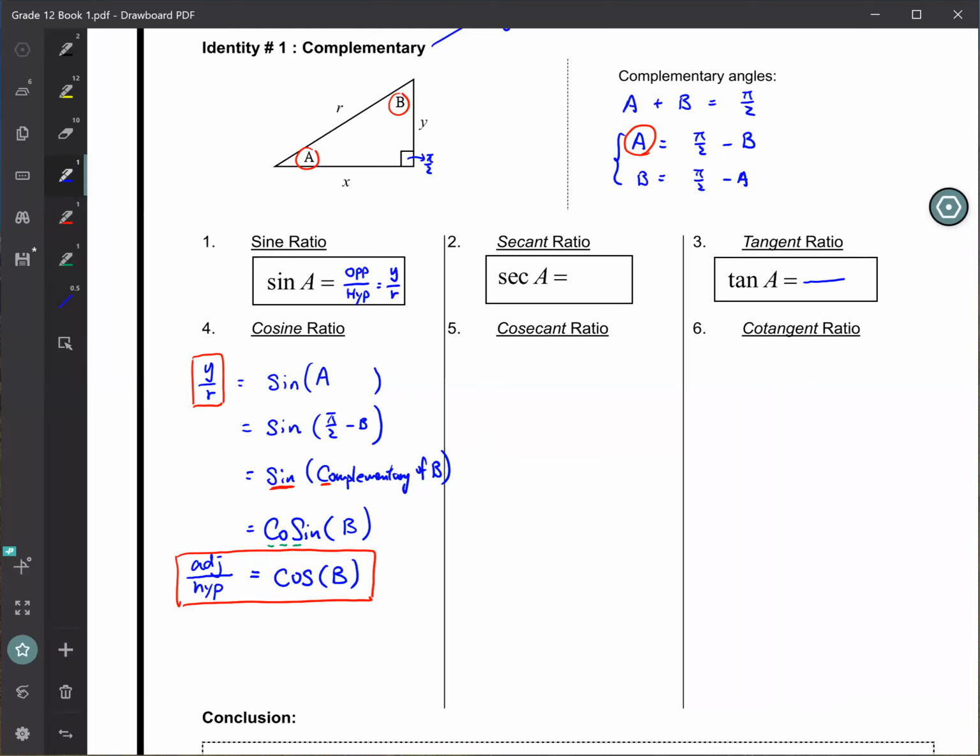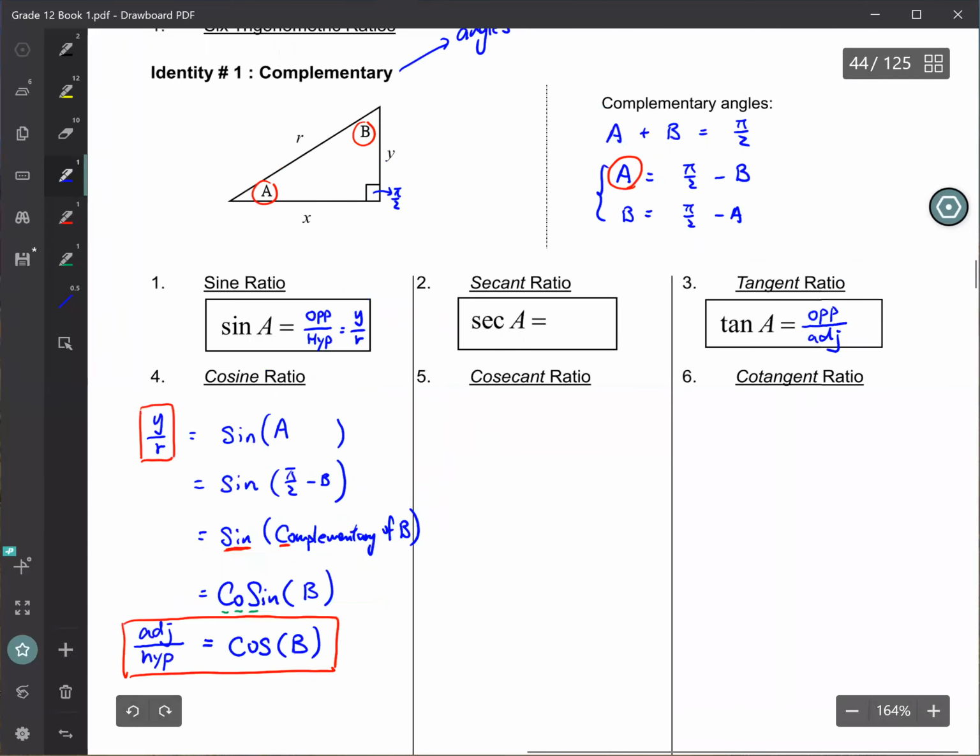Opposite over adjacent. Yep, opposite over adjacent. Okay, so this time I'm gonna let you guys help me go through the steps. So, Ray, opposite over adjacent looking from angle A, what over what? Y over X. Opposite over adjacent, yep. Opposite is Y, adjacent is X. Okay, so I'm gonna do the same thing, step by step. So I'll start with Y over X, which is tangent A.